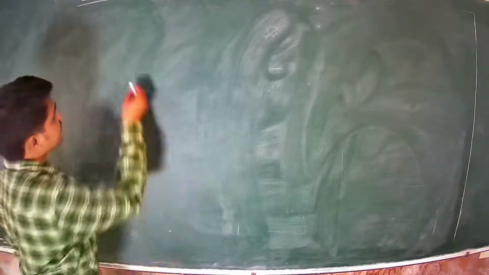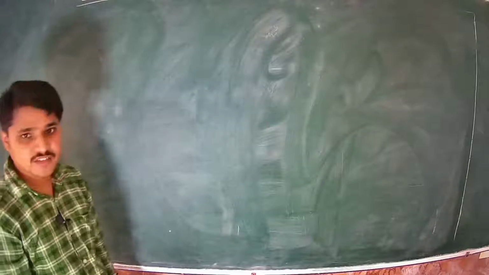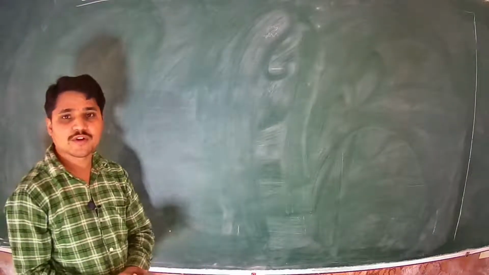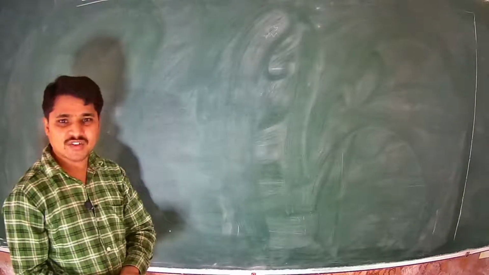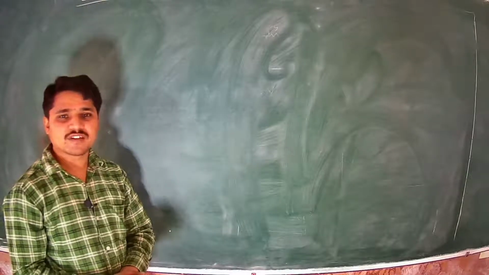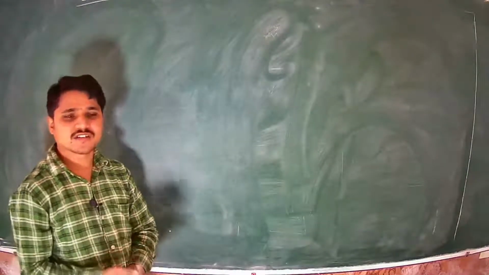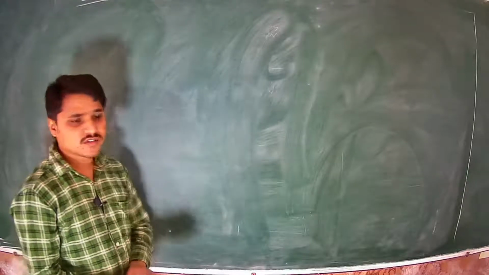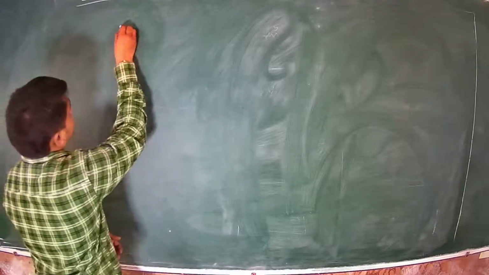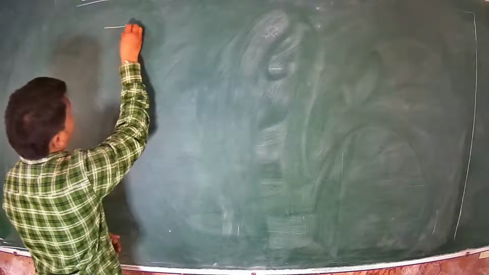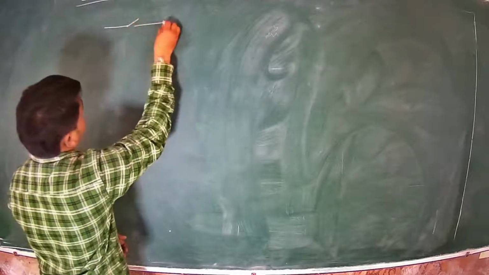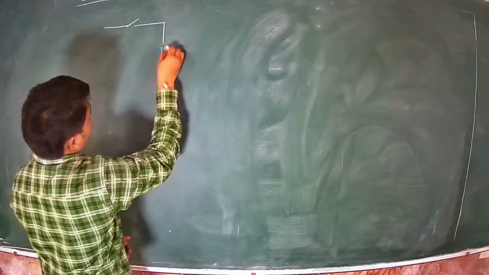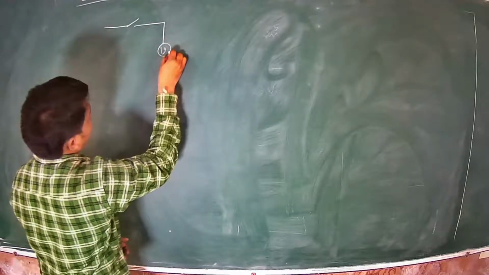So the arrangement is like this. In this measurement of high resistance using the loss of charge method, we are going to use the equation for the voltage across the capacitor when it is discharging. So the arrangement is like this. We are going to have one voltmeter.